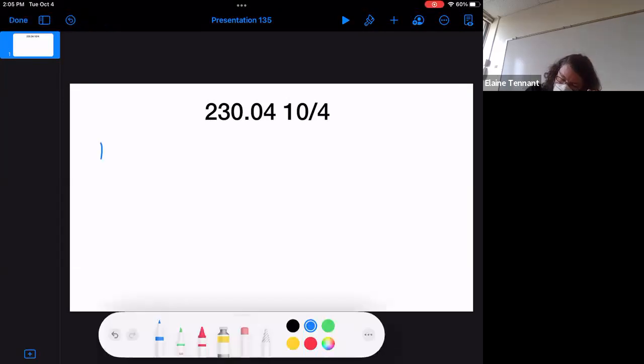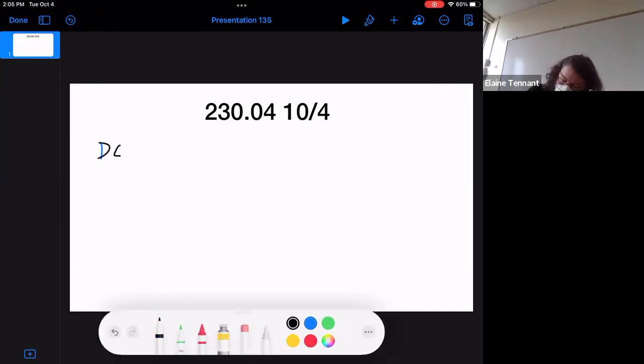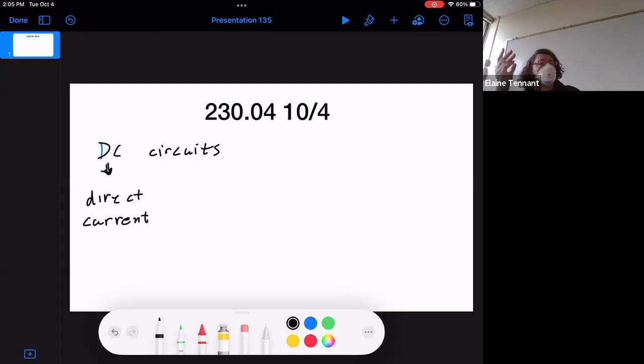DC circuits. So DC stands for direct current. And this is as opposed to AC circuits, where AC stands for alternating current, or alternating current behaves like a sine wave. It goes one way half the time and the other way the other half the time, which we will get to in many weeks.